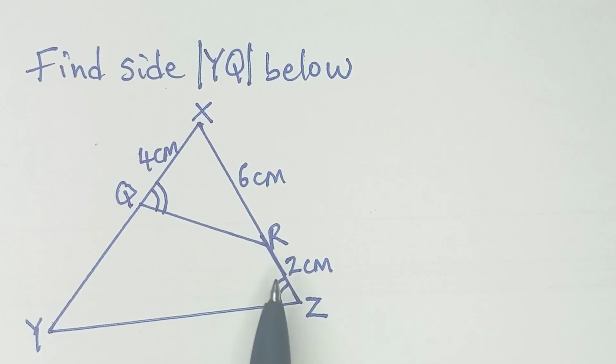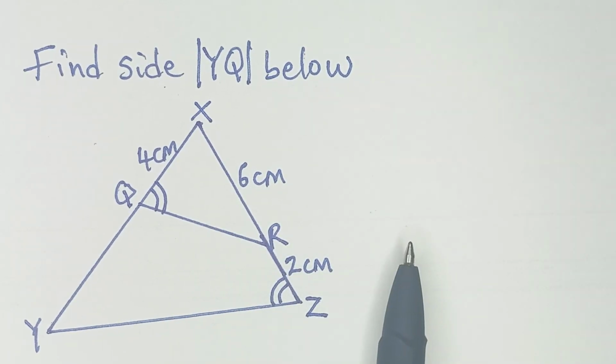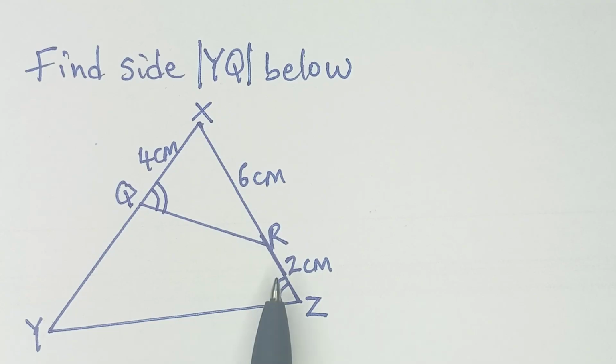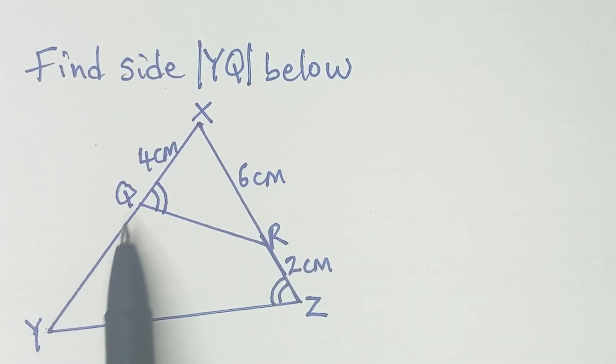So for us to solve this problem, it will be easier for us to bring out two separate triangles and the triangles will be similar. So when we're able to bring out two separate triangles that are similar triangles, then it will be easier for us to find the value of YQ.